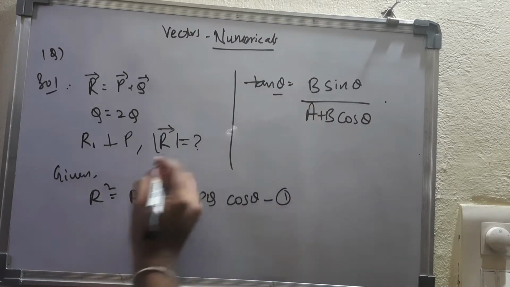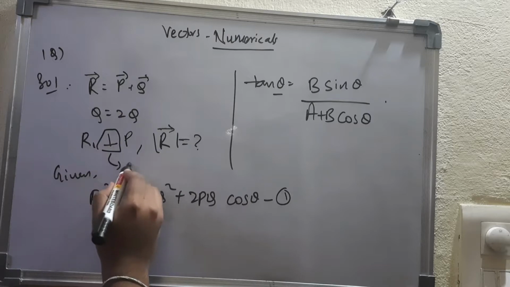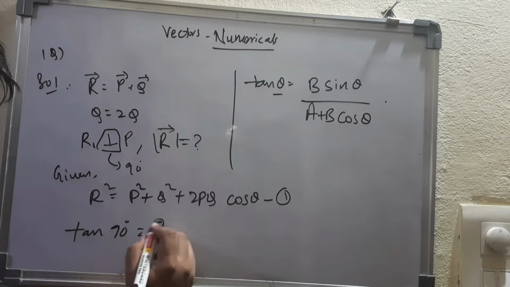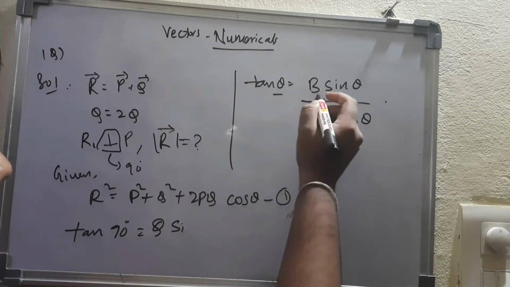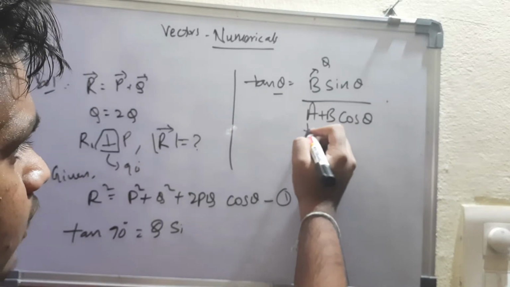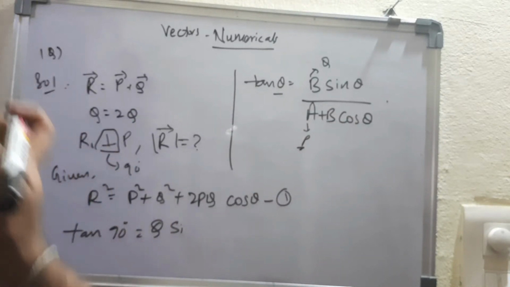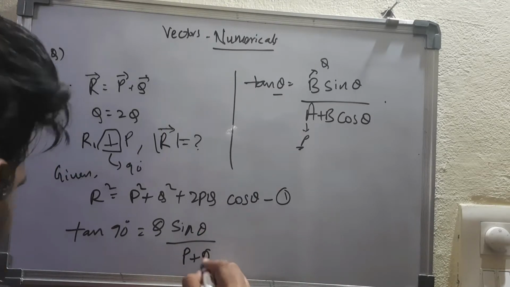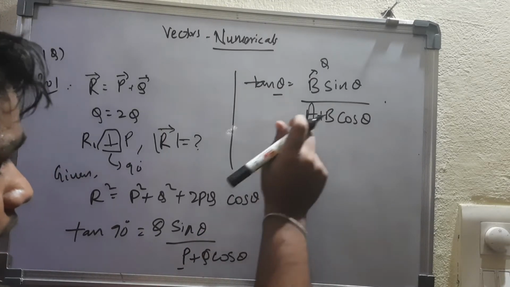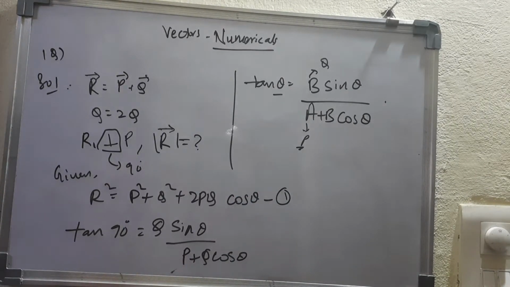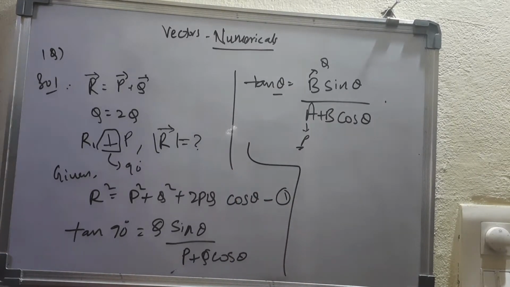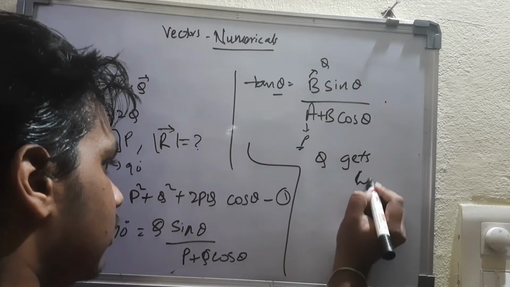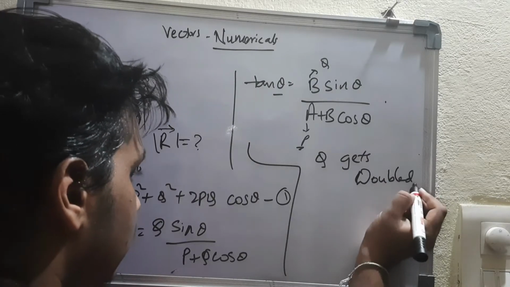So given theta is perpendicular, that is 90 degrees. So tan 90 equals q sin theta by p plus q cos theta. Here b is q, a is p. According to the question, q sin theta by p plus q cos theta. Now he said q gets doubled.